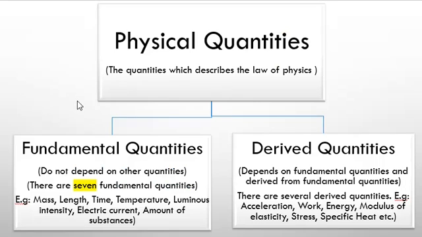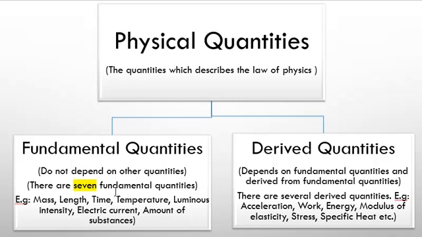In this lecture, we must know what quantities are, which have a certain amount and follow the laws of physics. Those quantities which follow the laws of physics are defined as physical quantities. Physical quantities are categorized into two categories: fundamental quantities and derived quantities. The fundamental quantities are those which do not depend on other quantities, but depend only on themselves.